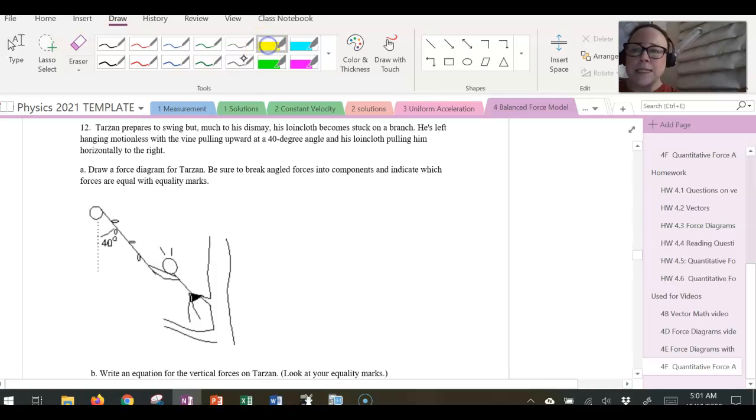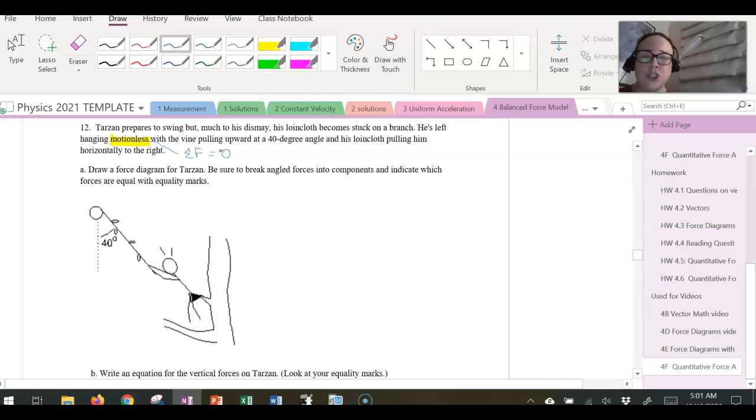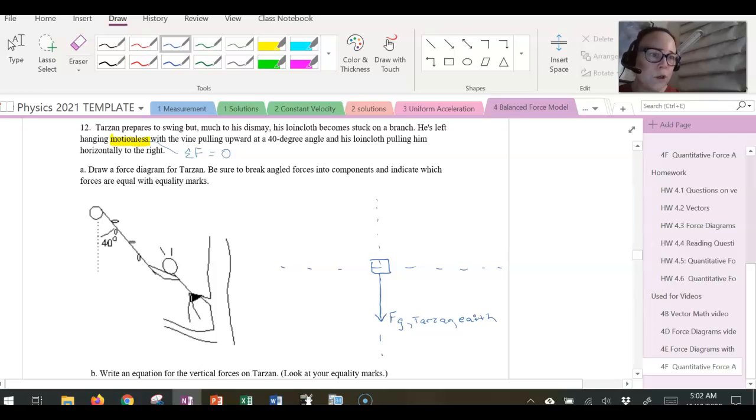Okay, so that's important because when I see that word motionless, that tells me that the net force in this situation is 0, right? Since he is not moving, his velocity is not changing. But let's do a force diagram for Tarzan. And I guess we can start with his weight. So there is a gravitational force on Tarzan that's being exerted by the Earth. And let's see, they haven't given me his mass yet, so I'll just record this. I won't calculate the value of that yet.